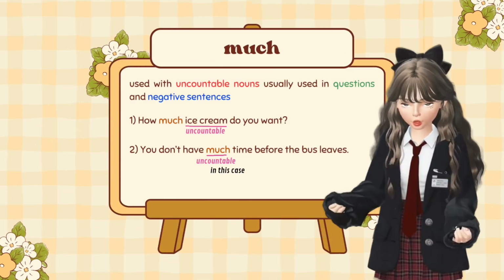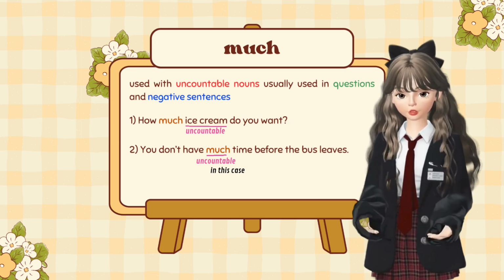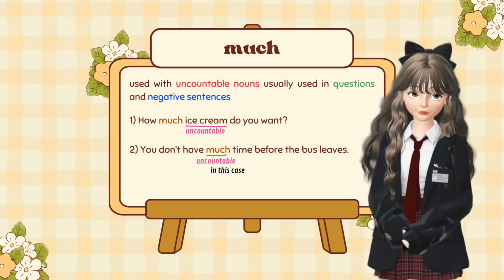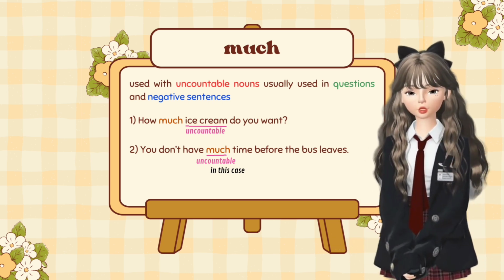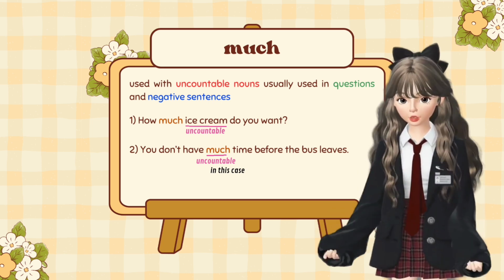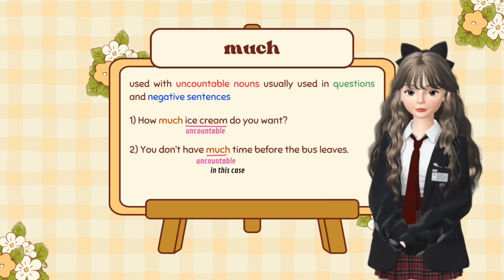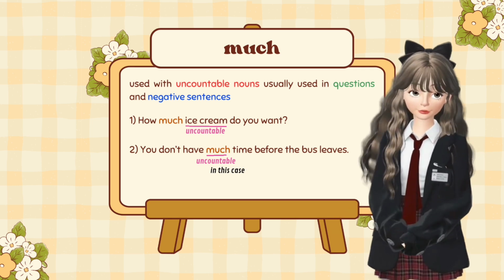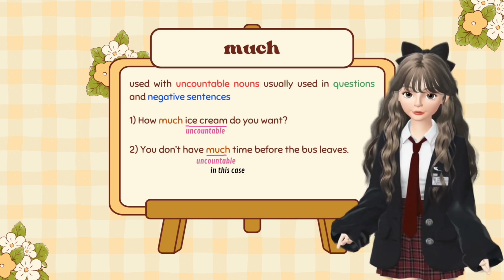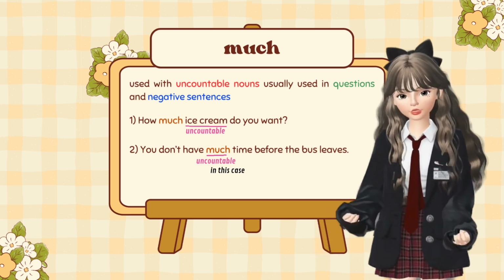Much quantifies uncountable nouns, and is usually used in questions and negative sentences. Let's look at the first example. How much ice cream do you want? Here, much is describing or determining the amount of ice cream. Ice cream is an uncountable noun, so we use much, right? We can't count ice cream. Remember, it's one of those mass nouns. A group is counted as a group.